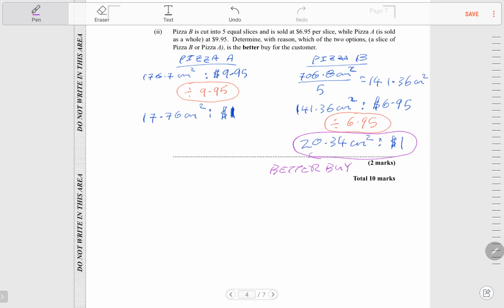I get more pizza for $1 as compared to this one. So it's better to buy one slice of pizza B. Better buy is one slice of pizza B. You're getting more for your $1 if you buy one slice of the B pizza. Getting more pizza for your $1. But understand that. All right, good.